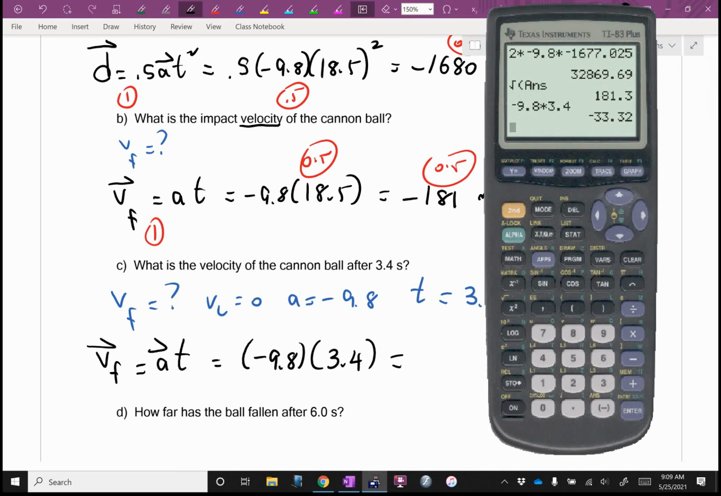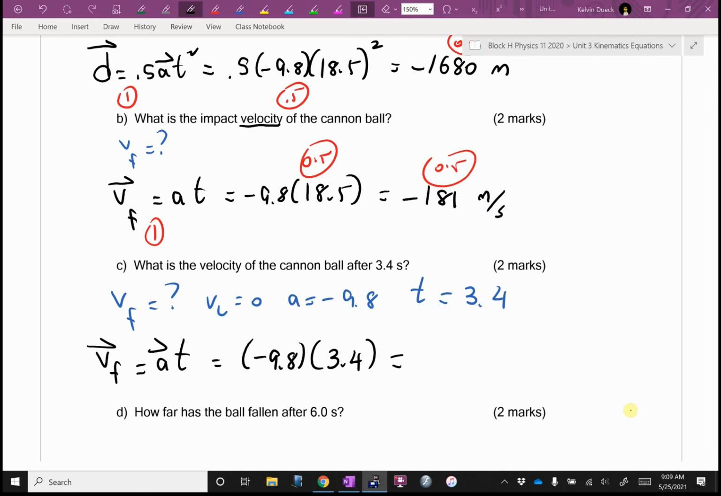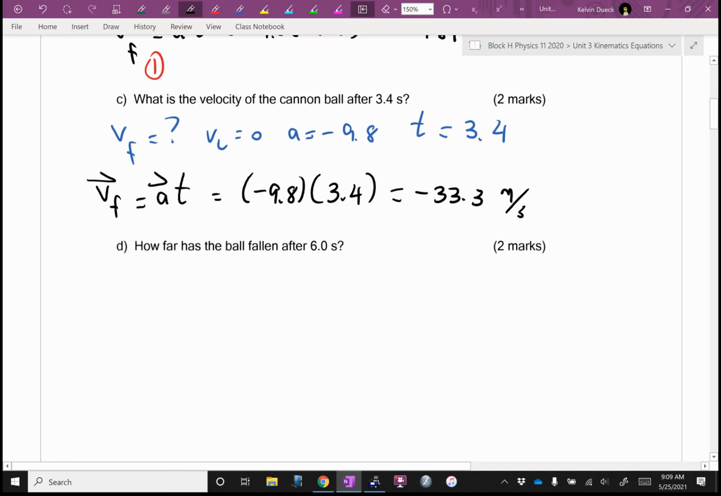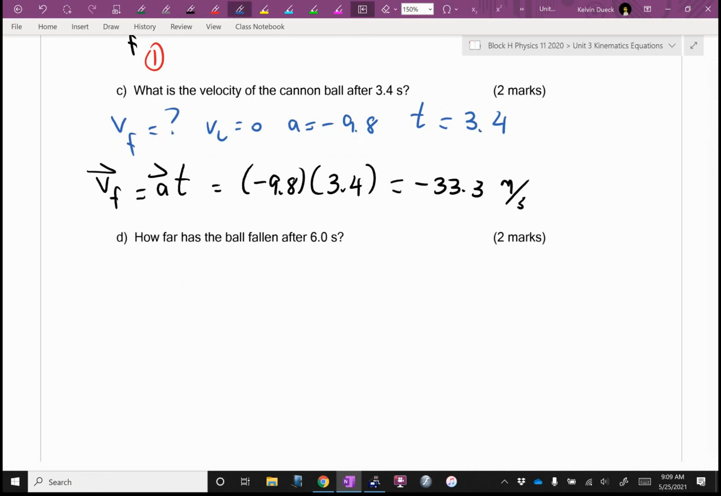Negative 33.3? Is that right? Yeah. Units, meters per second. How far? That's a distance, displacement. I'm going to get a negative answer because we are below where I started.